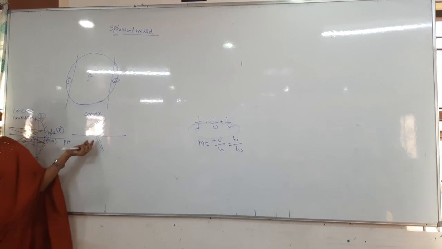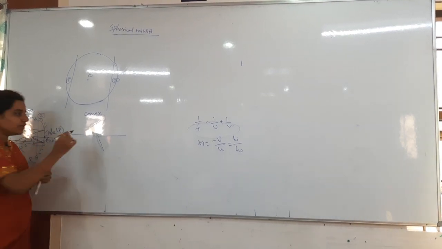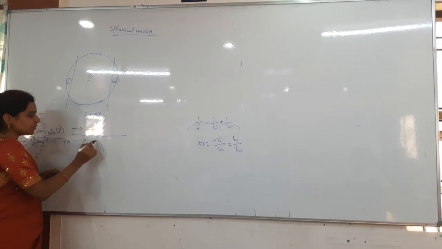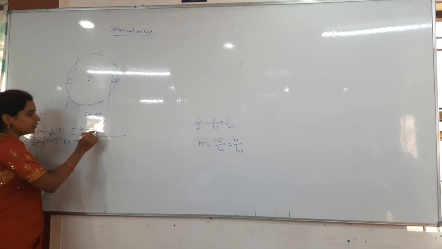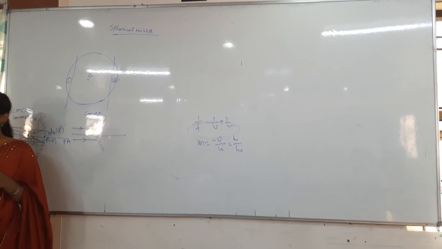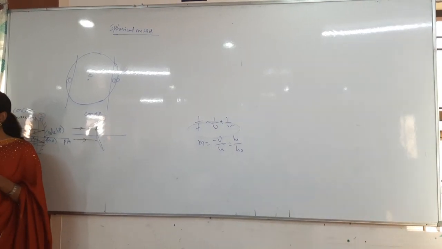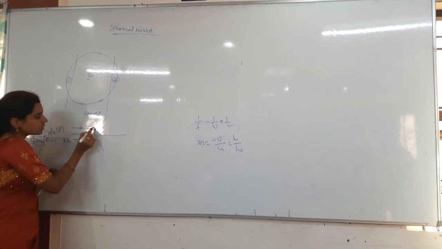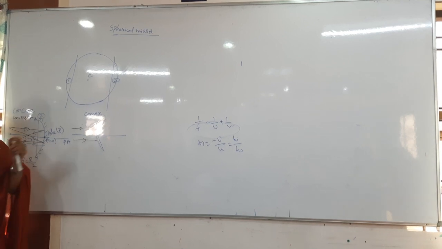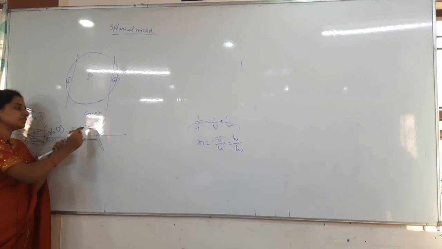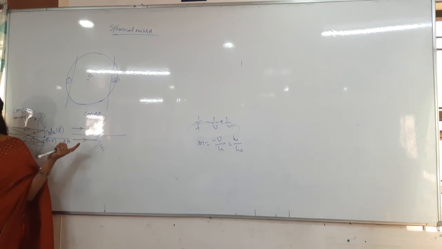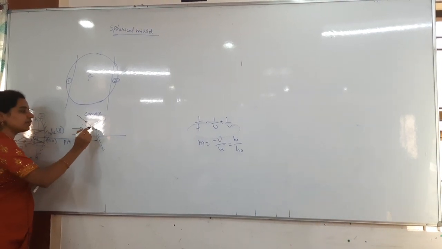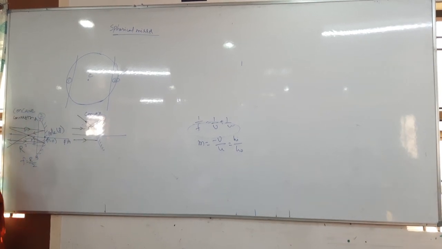Whenever you come to the convex mirror, let me take again the paraxial rays only. Whenever I take a very small area, I can take it as a plane mirror only. The plane mirror normal is in this direction, exactly 90 degrees. Now this will be the angle of incidence. Where will be the angle of reflection? Same only, right? Angle of incidence is equal to angle of reflection.